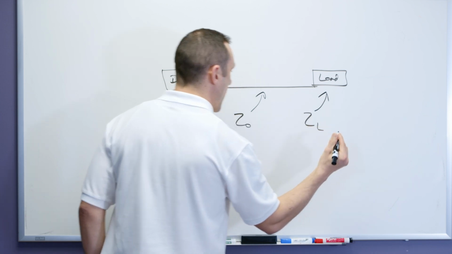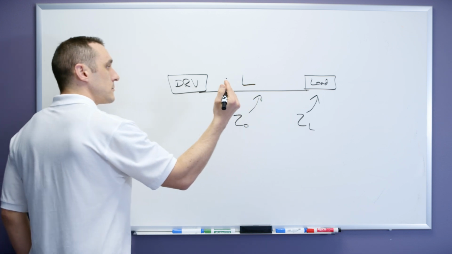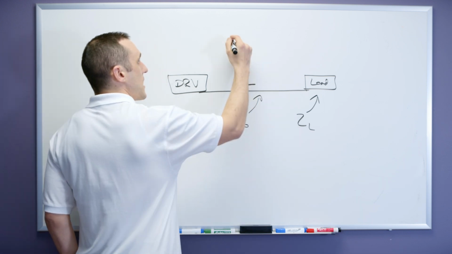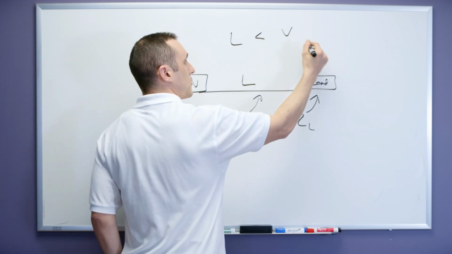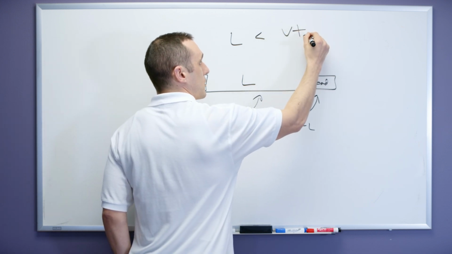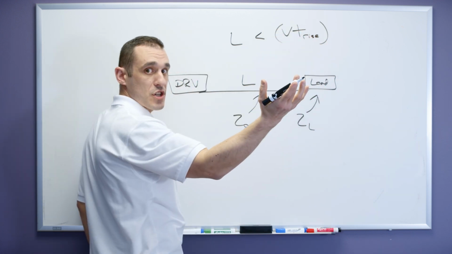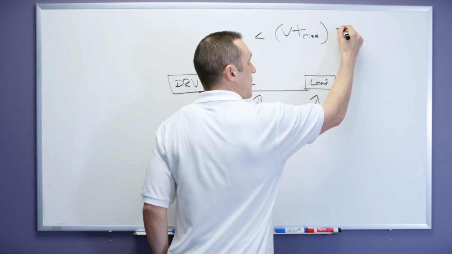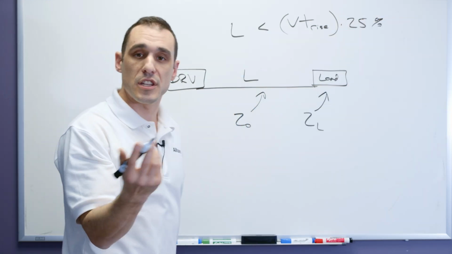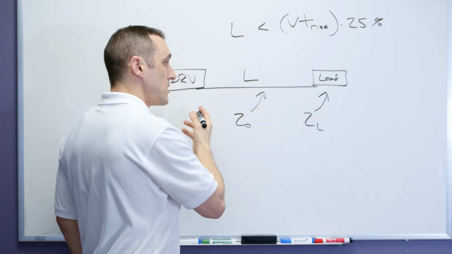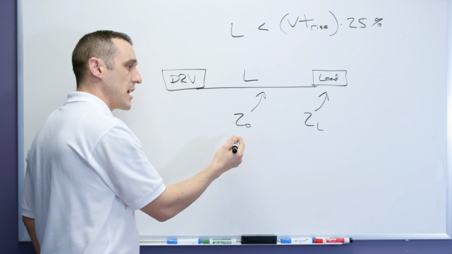So if we know our interconnect length, L here, then what we can say is if L is less than the velocity of the signal multiplied by the rise time, multiplied by some fraction, the most common one being 25%, then this transmission line essentially appears invisible to this signal. And you don't need to worry about the transmission line impedance.